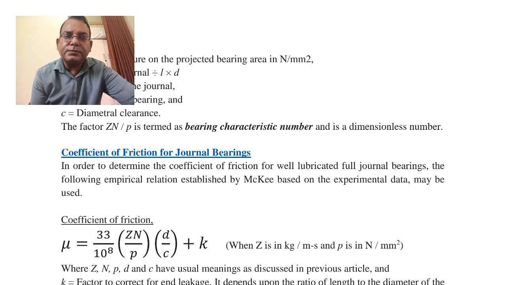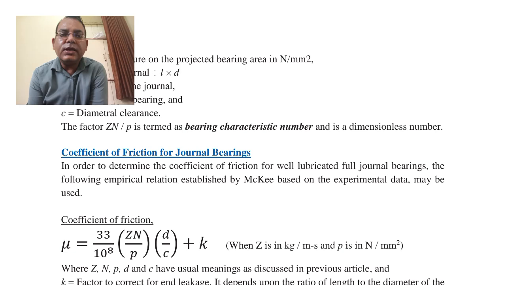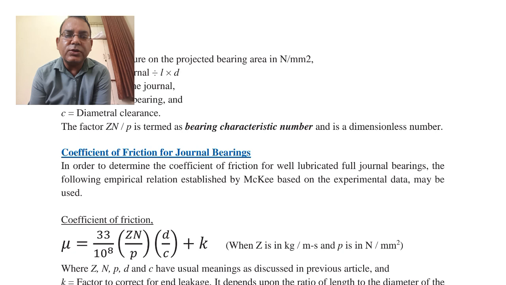Now, for designing a sliding contact bearing, the important term is coefficient of friction. Coefficient of friction will be identified by the McKee equation or Petroff equation. Here we use the McKee equation. This will be 33 upon 10 to power 8, ZN upon P, D by C, plus K. Z is viscosity, N is journal speed, P is pressure, D is diameter of journal, C is diametric clearance, and K is a constant. The value of K will be found from the design data book, which is available for machine design. So we use the PSG design data book. From the design data book there is a graph, and we find the value of K from that graph.